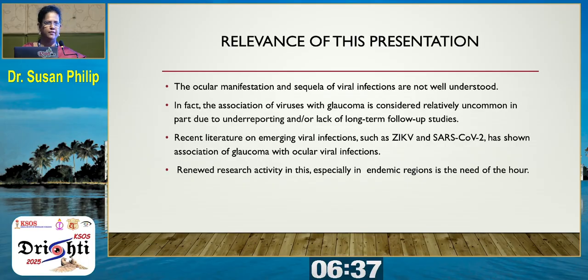So what is the relevance of this topic? When Papa gave me this topic, I was wondering what to say. The ocular manifestations and sequelae of viral infections are not well understood. In fact, the association of viruses with glaucoma is considered relatively uncommon, in part due to underreporting and due to lack of long-term follow-up studies. So recent literature on emerging viral infections, especially Zika virus and COVID virus, has shown association of glaucoma with ocular viral infections. Renewed research activity in this, especially in endemic regions, is the need of the hour.